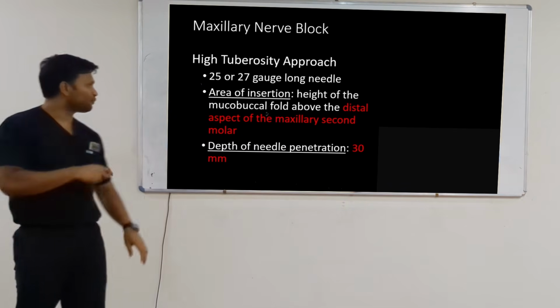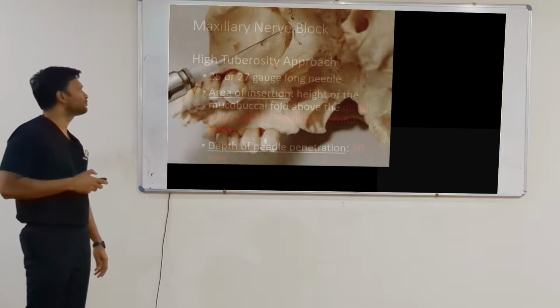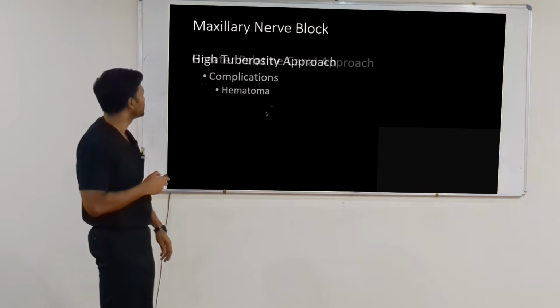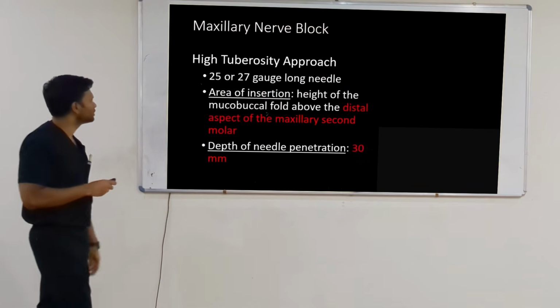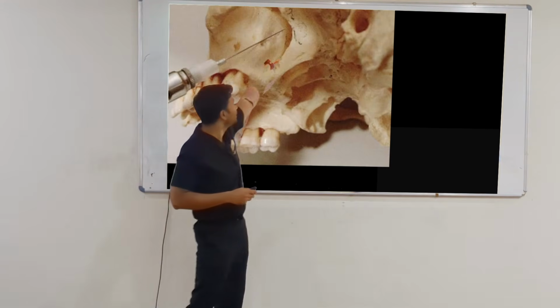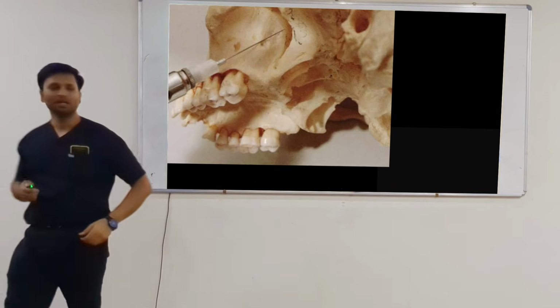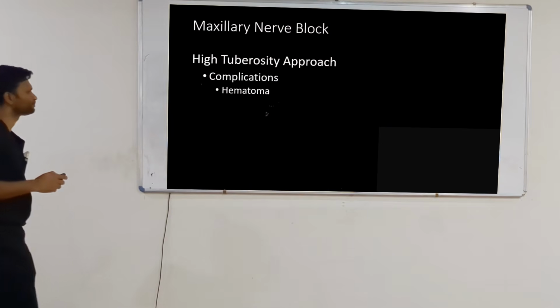Okay, so if you follow this, your needle is directly going to be in the pterygopalatine fossa. Let me show you another image. Looks like there's no image. So basically, if you follow this technique, the needle is going to be in the pterygopalatine fossa where we have the maxillary nerve. So you are going to block the maxillary nerve.